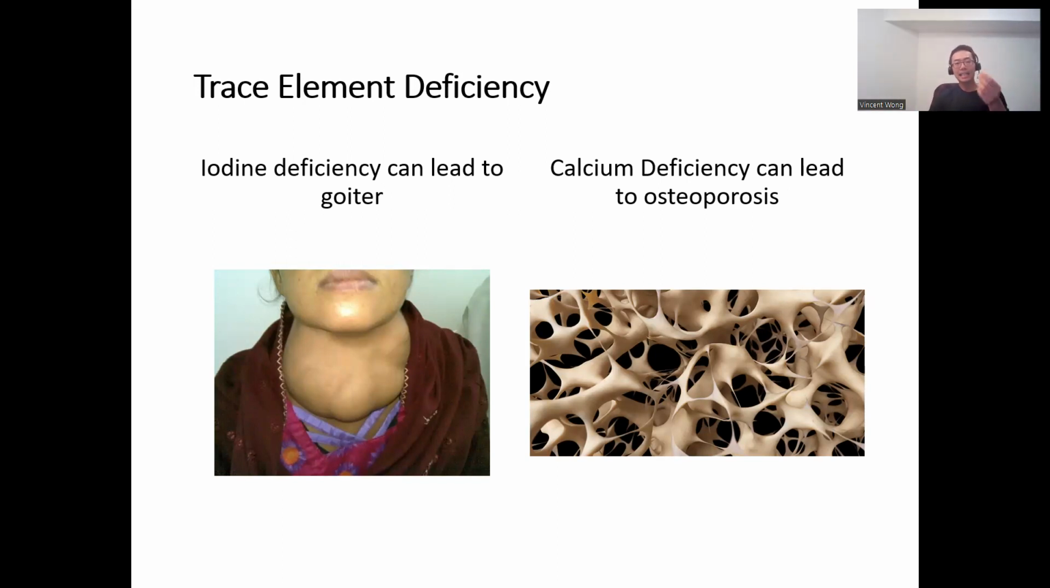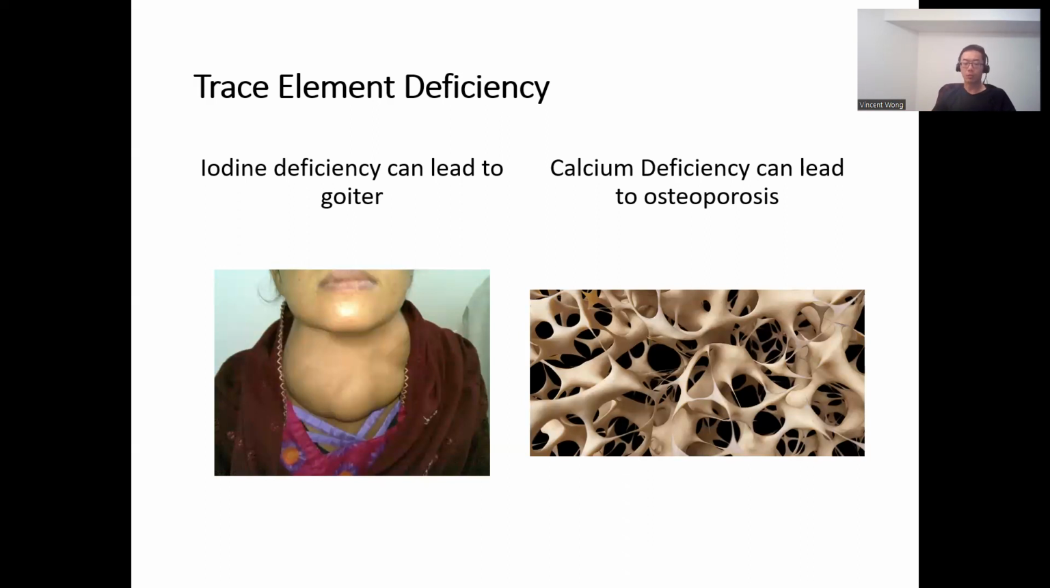Iodine deficiency can lead to goiter. The thyroid needs the iodine to make the hormone. When you don't have enough iodine, the thyroid tries to get bigger, hoping that by increasing in size, it could pump out more hormone to compensate. So that's called goiter.